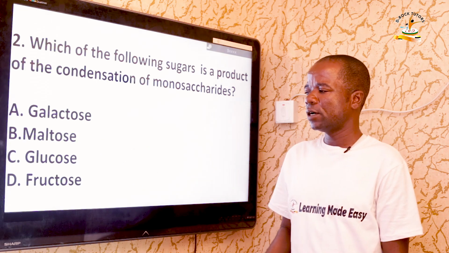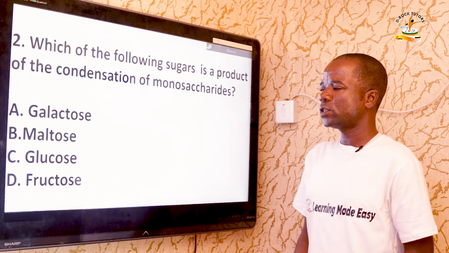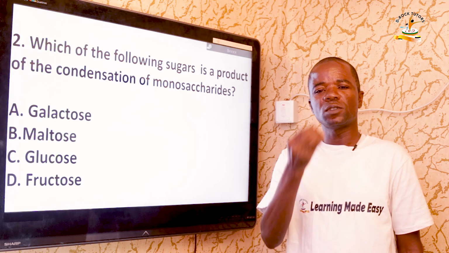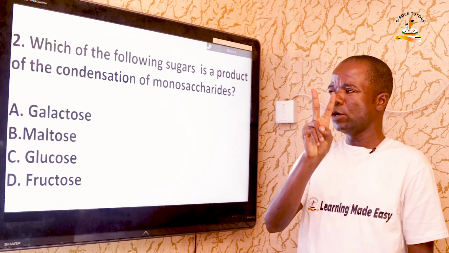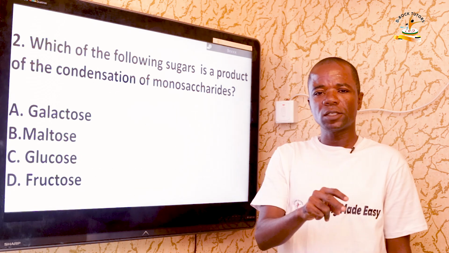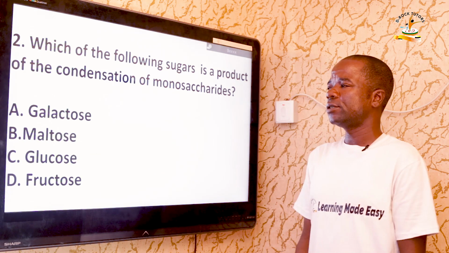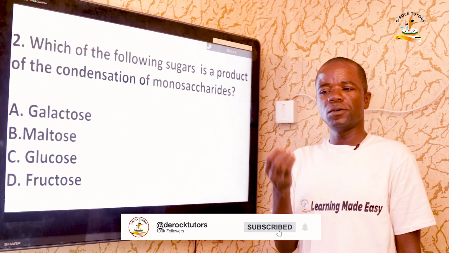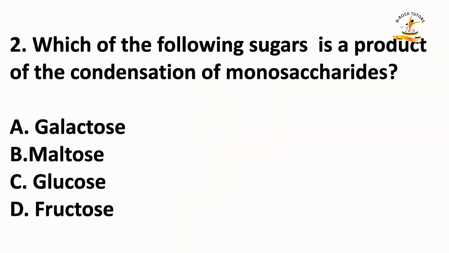Galactose is a monosaccharide. Glucose is a monosaccharide. Fructose is also a monosaccharide. The correct answer here is maltose. Maltose is a disaccharide that is formed due to condensation of two molecules of glucose. Don't forget that apart from maltose, you also have sucrose, which is formed by condensation of glucose and fructose. Not only that, lactose is formed by the condensation of one mole of glucose and one mole of galactose. The correct option is B.